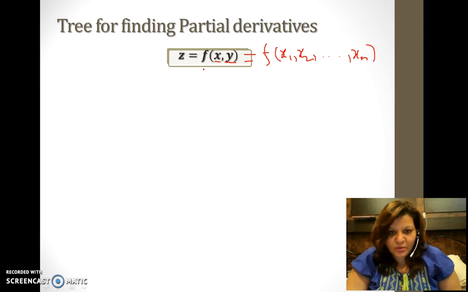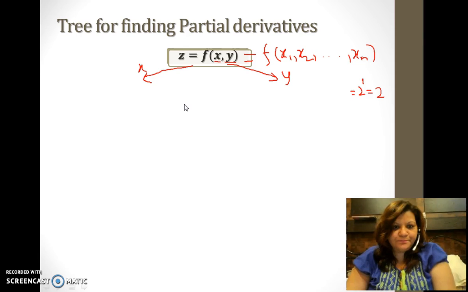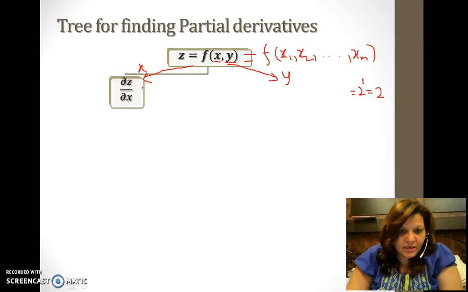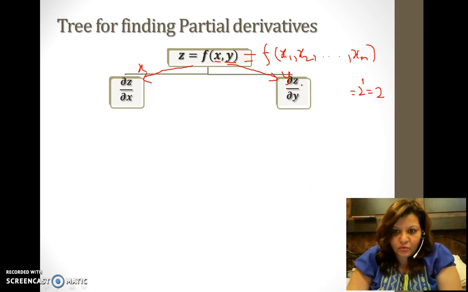So that means z is going to have two first order partial derivatives. One with respect to x and the second with respect to y. Here I'm going to write down 2 raised to 1. Here 2 represents the number of variables and 1 represents the order of differentiation, and 2 raised to 1 is equal to 2. So it tells you that z will have two first order partial derivatives. Let us see what they are. First is dou z by dou x, and second is dou z by dou y.